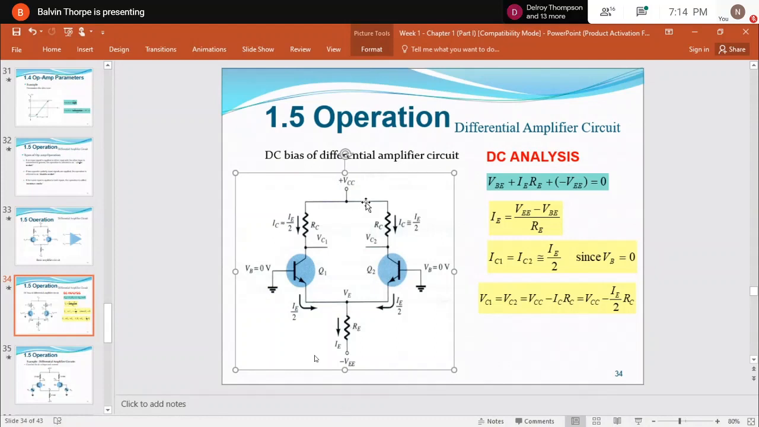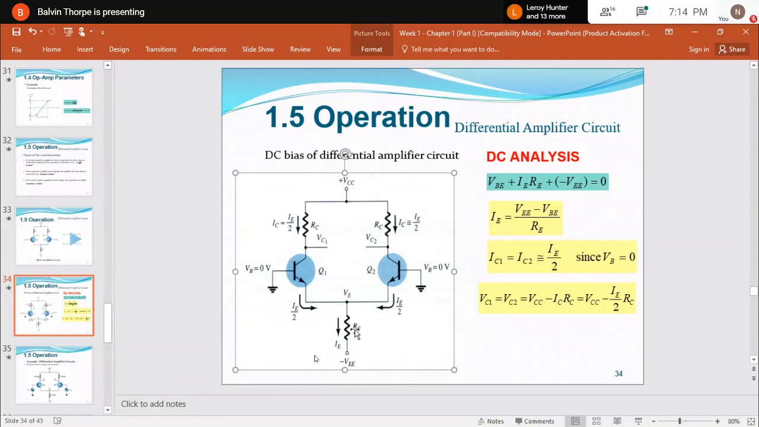So it's VCC minus ICRC minus VCE minus IERE. Okay? But IE is the same as IC. But we're using two transistors, that's why it's IE over 2. That's why I have this is IE over 2 and it's IE over 2.